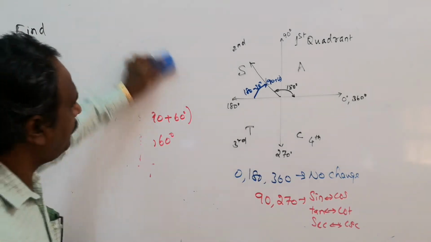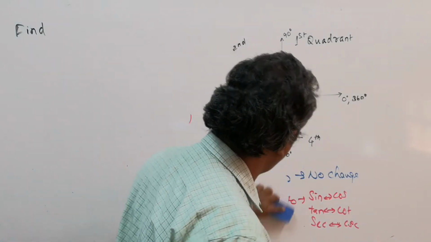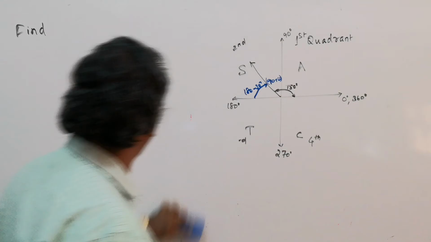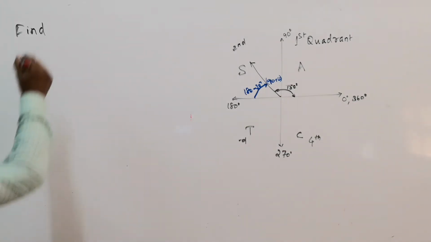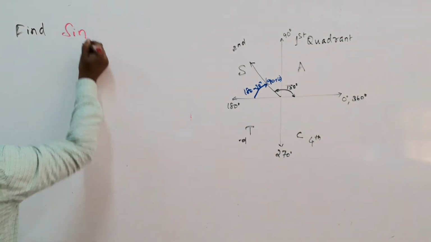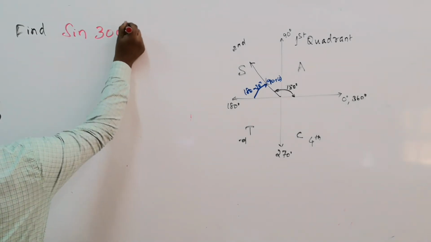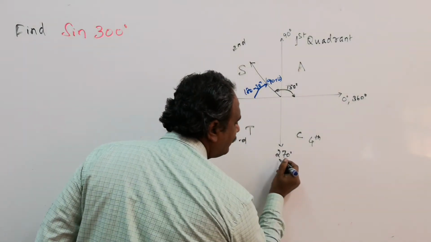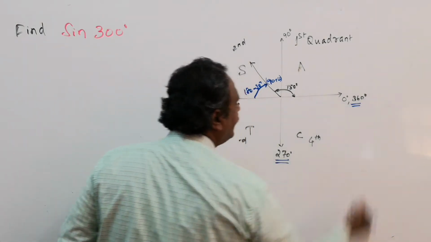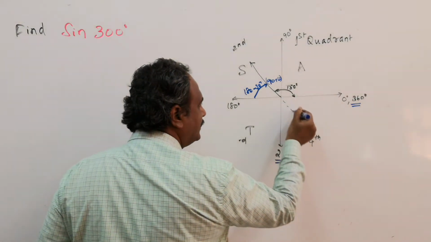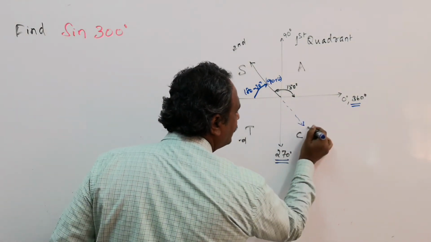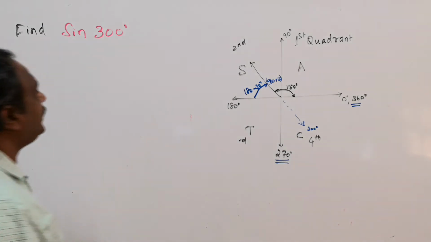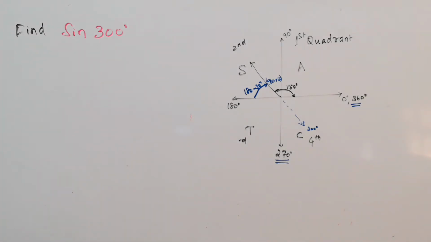See, for example, find sine 300 degree. Now where will 300 be? We know that very well. This is between 270 and 360, so 300 is in the fourth quadrant.